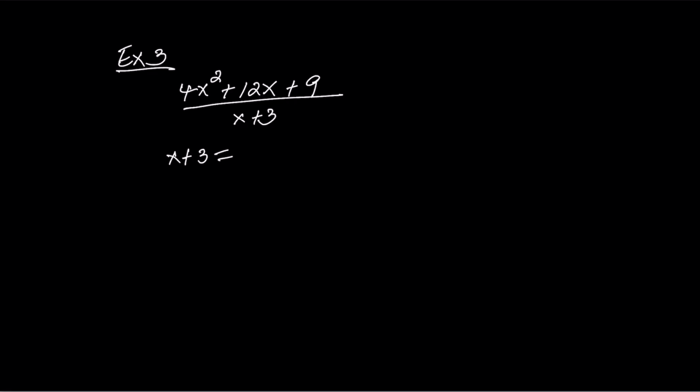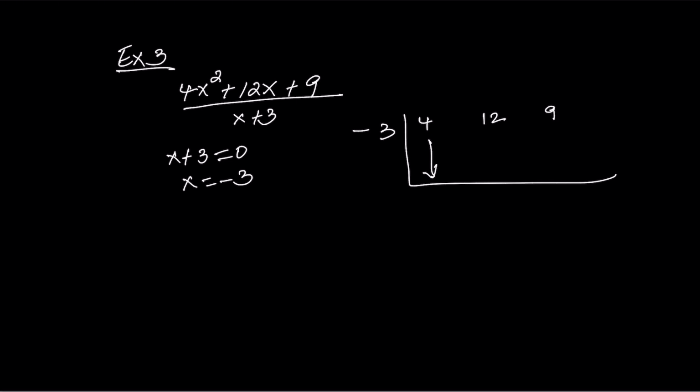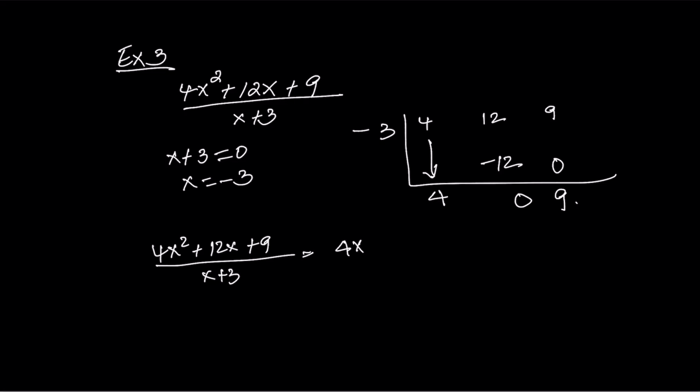Set x plus 3 equal to 0. That gives x equals negative 3, so place negative 3 outside. Coefficients 4, 12, 9. Bring down the 4. Multiply negative 3 times 4 to get negative 12. Add to 12 to get 0. Multiply negative 3 times 0 to get 0. Add to 9 to get 9. The remainder is 9, so this divisor is not a factor. The quotient is 4x plus remainder 9 over x plus 3. Example 3 is done.